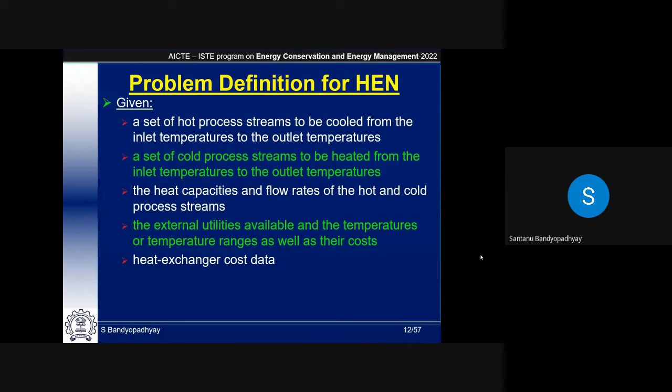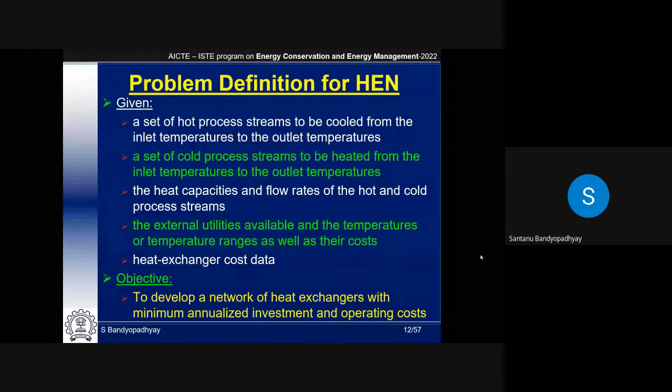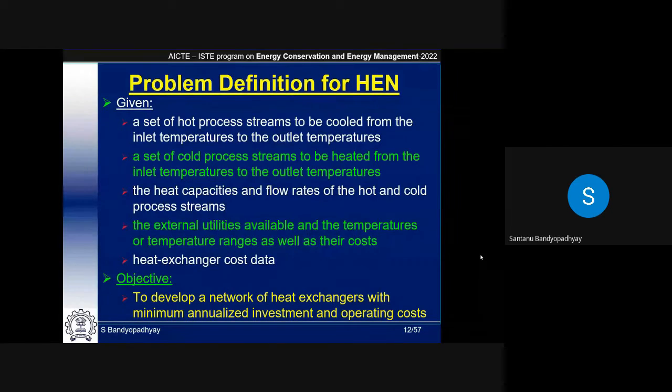Now, so we know their flow rates, we know their specific heats. We also should know what are the external utilities available to heat them or to cool them. And we should know their heat exchanger cost data, okay, and the operating cost of the utilities. And then finally, the objective is to design a network of heat exchangers. That means not one heat exchanger, but multiple heat exchangers with minimum annualized investment cost and operating cost. So that's minimum TAC, total annualized cost. That's the problem we are going to look at.